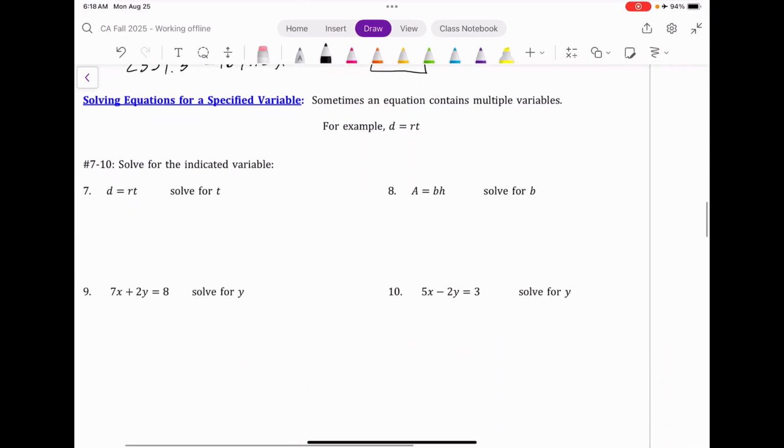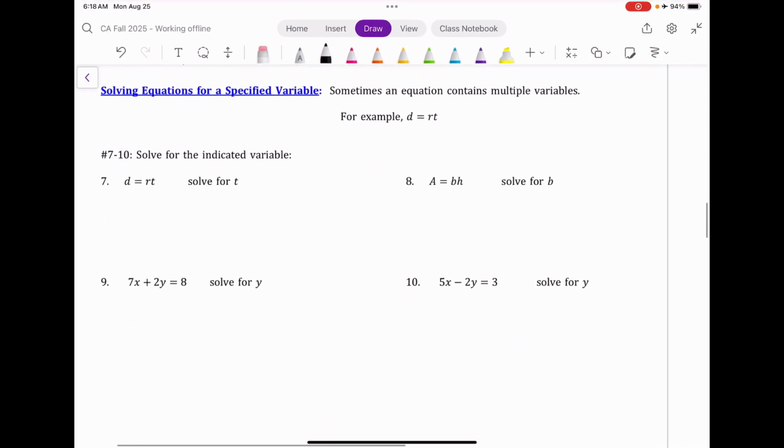Okay, and then down below is asking us to solve for a specific variable when there's multiple variables in the equation. So for instance, number 7 is a very common equation, distance equals rate times time. We want to solve for t, so we want to divide both sides by what's attached to it, which is r. So t equals distance over rate. 8, also another common equation. Area equals base times height. Solve for base, divide by what's attached to it. So the base equals area over height.